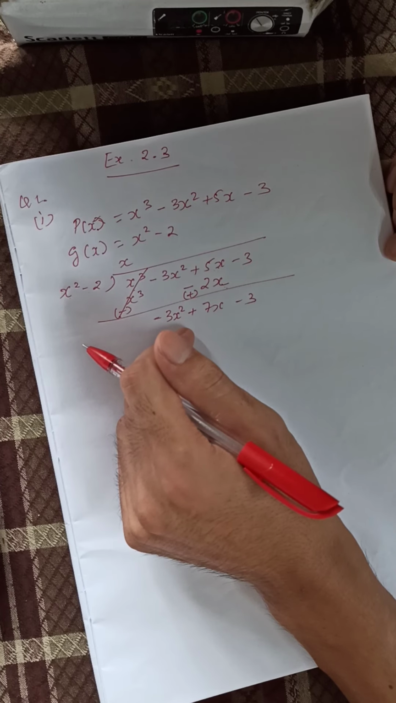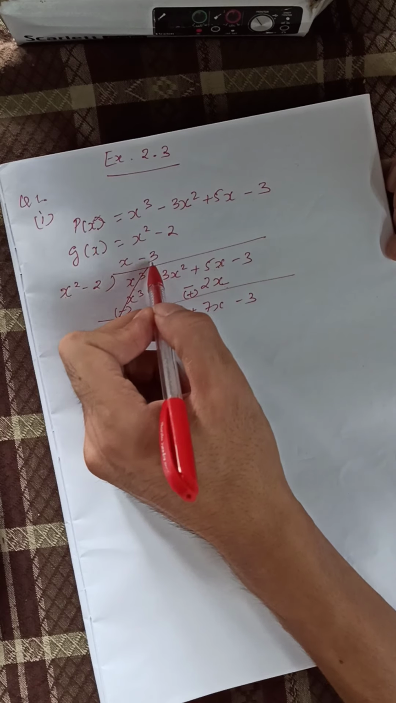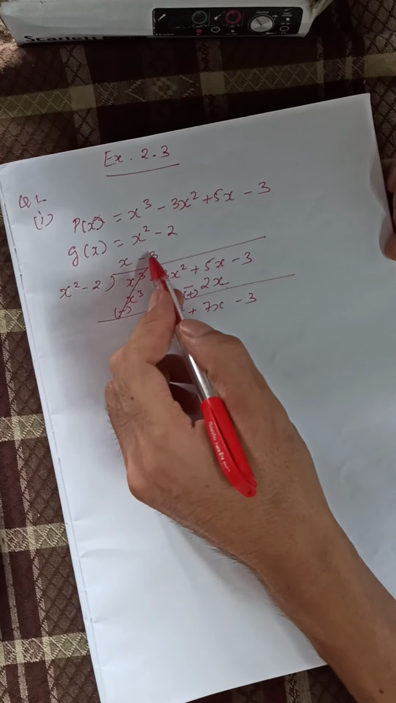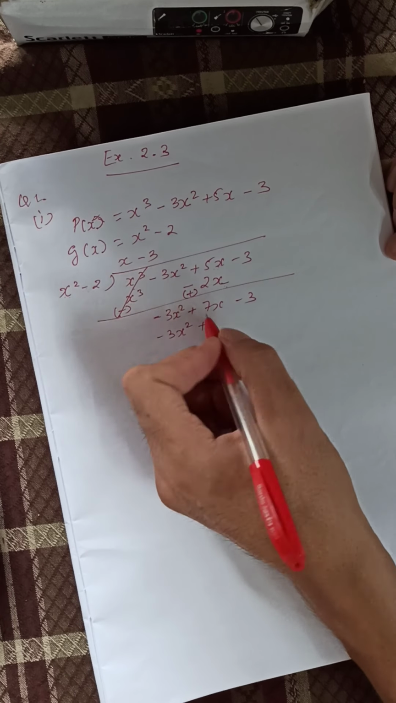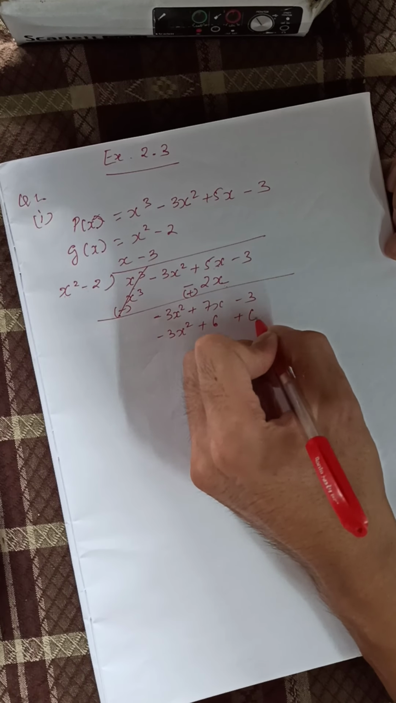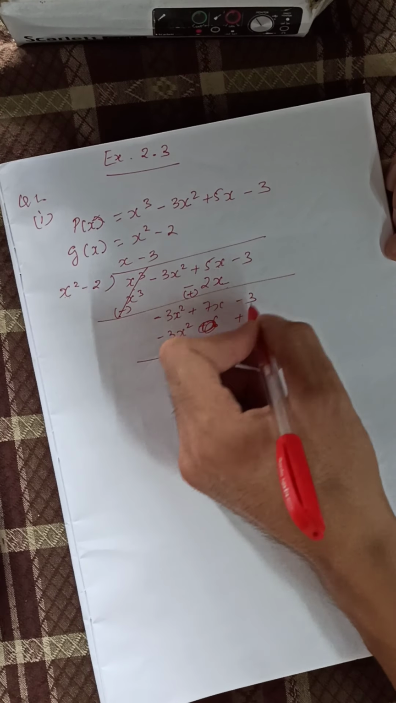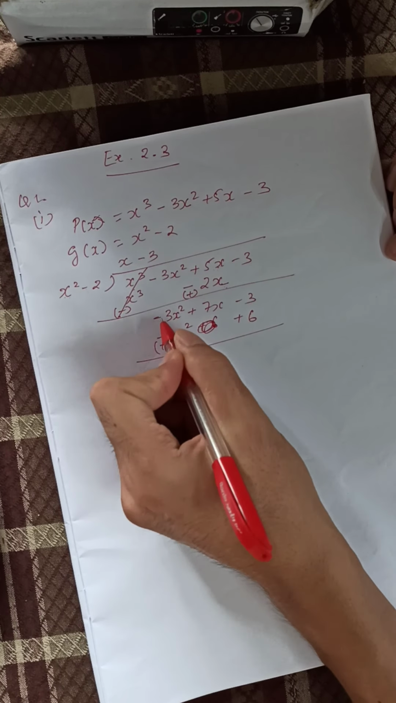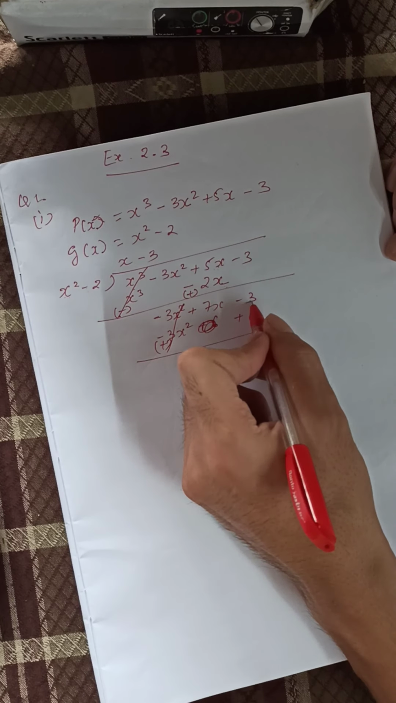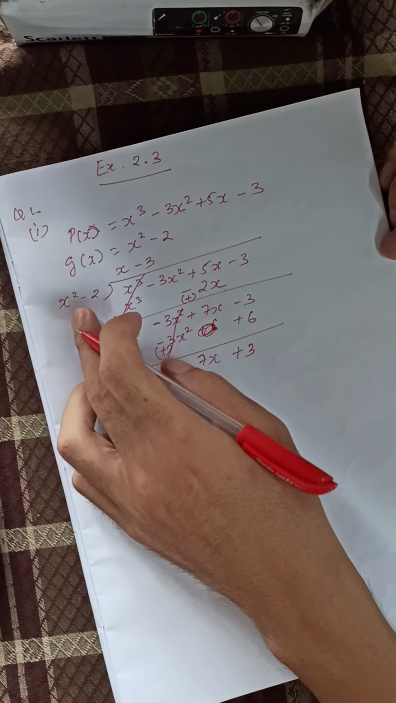Now x squared into how much will give us minus 3x squared? x squared into minus 3 will give us minus 3x squared. Minus into minus plus, 2 into 3 is 6. The 6 should be written here, because this is a variable and this is a constant number, so we have to write constants together. Minus will become plus, this 2 will get cancelled, 7x will come down, and minus 3 plus 6 will give us plus 3. Now that's it.